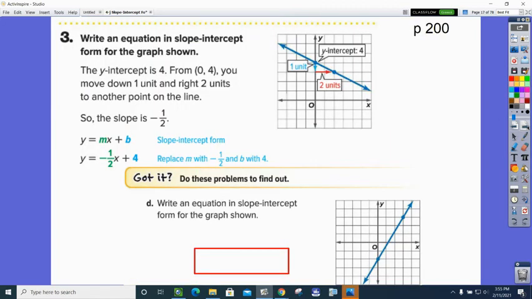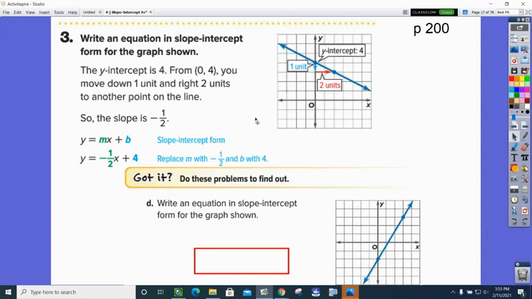Back to page 200. So your book, unfortunately, didn't show that, but they do the backwards one. So let's talk about it backwards here on page 200. They're going to give you the line, and they are going to ask you to write the equation now. To write the equation, you need the y-intercept and you need the slope. Once you have those two numbers, we already wrote the equation a few slides ago.